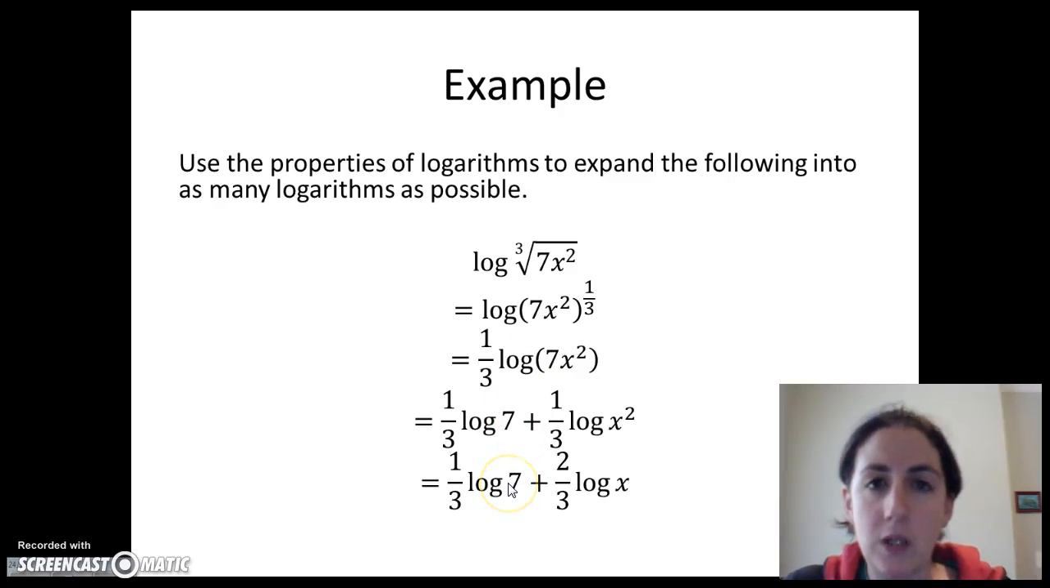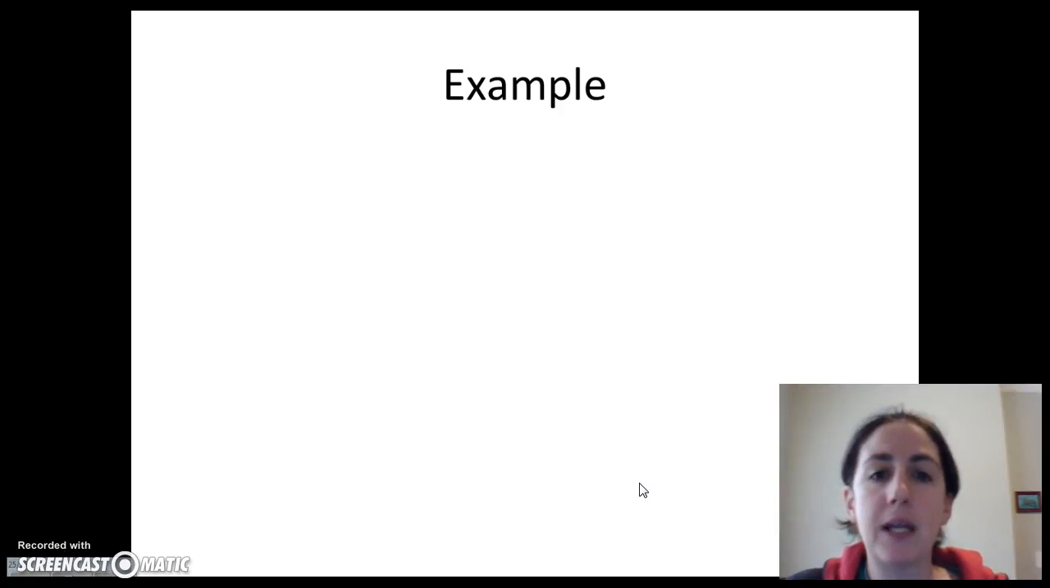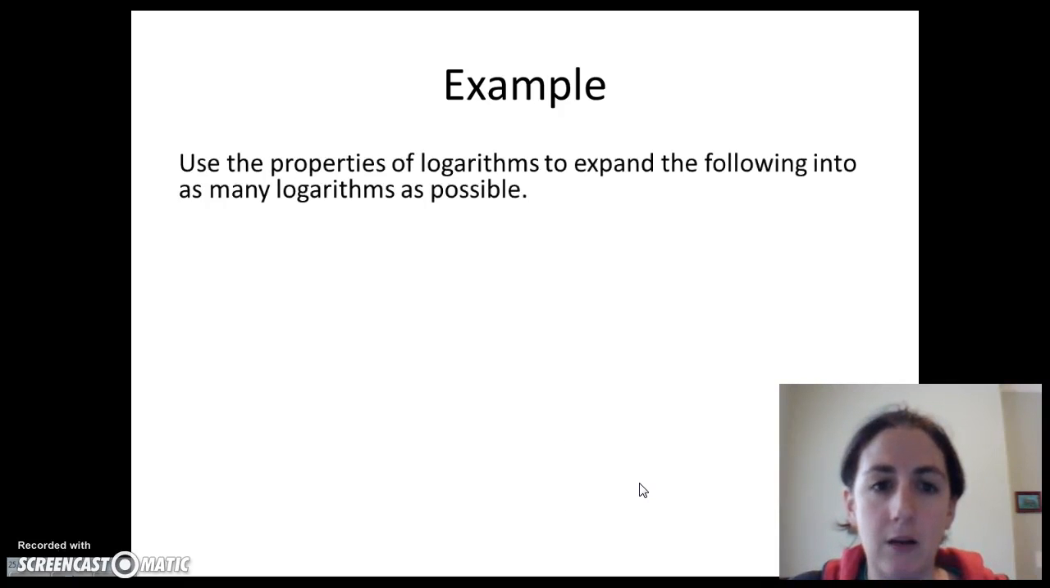At the end, though, once you've asked those 3 questions and you answered no to all of them, then you know you're done. For example, here, am I taking the logarithm of two things being multiplied? No. Two things being divided? No. Is it all being raised to a power? No. So this one is done. Here, log of x. Am I taking the logarithm of two things being multiplied? No. Divided? No. All to a power? No. So that's how you know you're done. And again, being able to expand into as many logarithms as you can is incredibly useful in calculus.